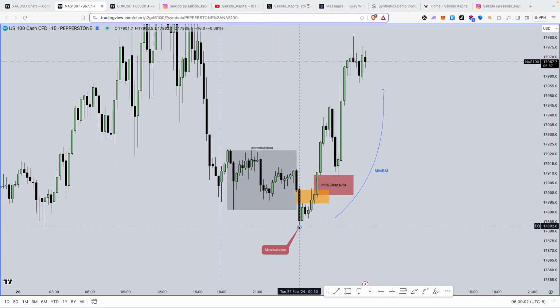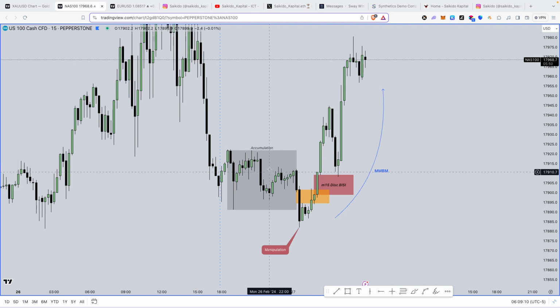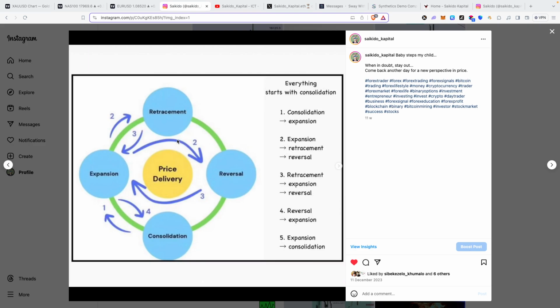So this was manipulation, but we actually wanted to retrace. So we couldn't just move from accumulation, which is consolidation, right? We couldn't move from consolidation to reversing. No, we had to manipulate then reverse. You understand? This is how it goes. It doesn't go from consolidation to reversal. No, it has to expand. The expansion could be manipulation. Then from there we can reverse. This is exactly what happened today. This is where everything starts basically.